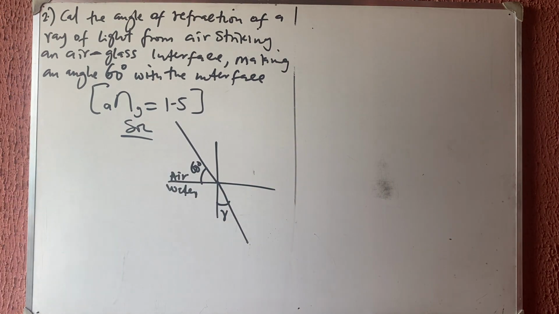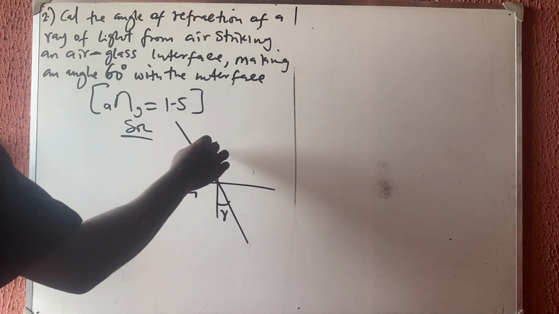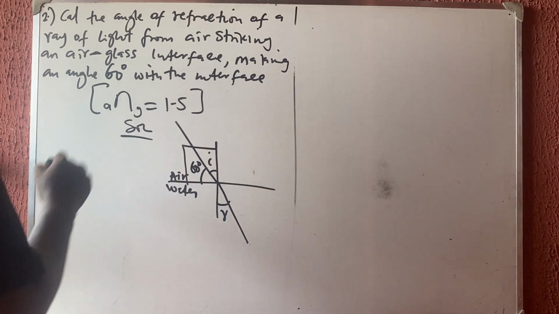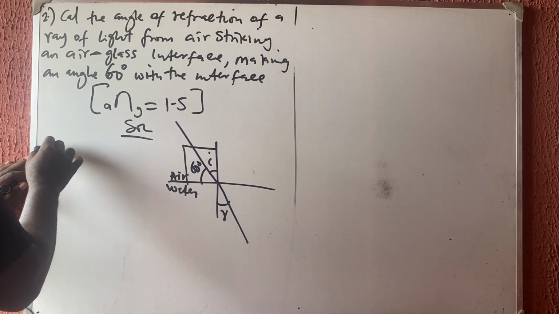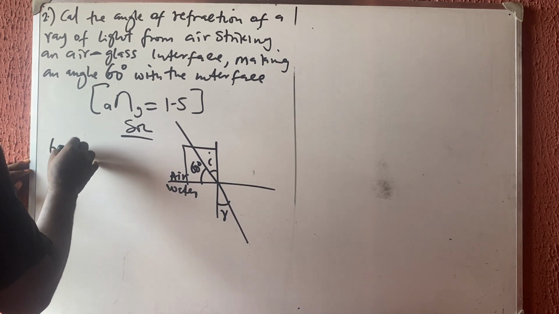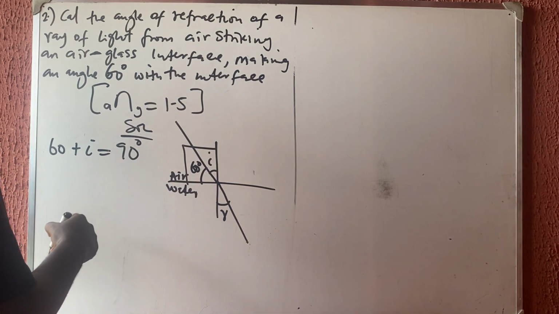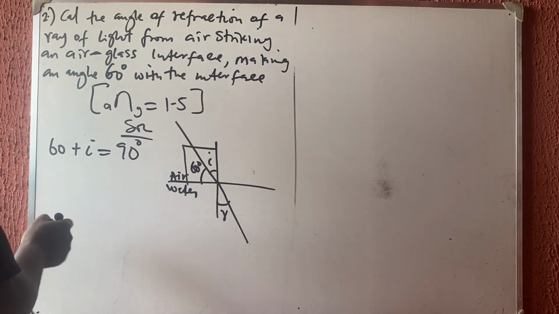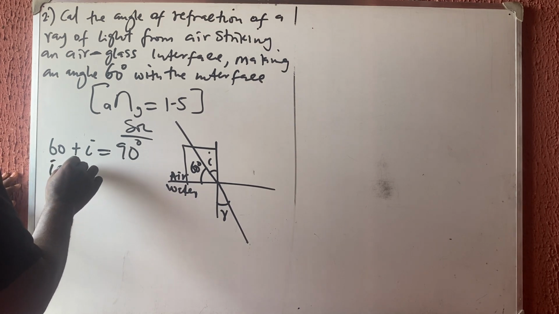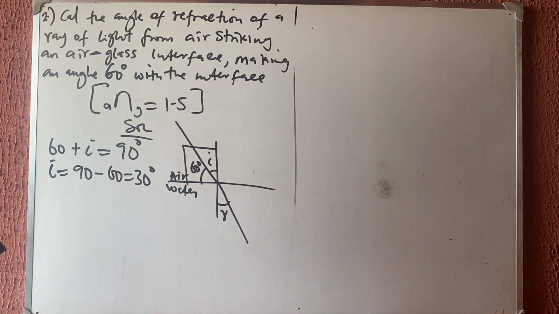All right, so for me to get my I, don't forget that here is your I. For you to get your I, you know that from here to here is 90 degrees. So if I add 60 plus my I, I'm going to get 90 degrees. That is a perpendicular angle. So my I is going to be 90 minus 60, which is 30 degrees.